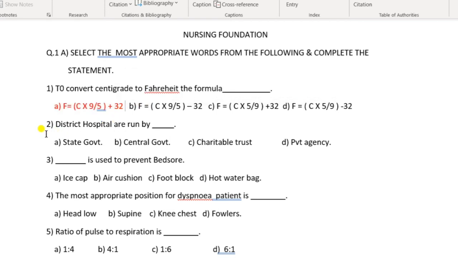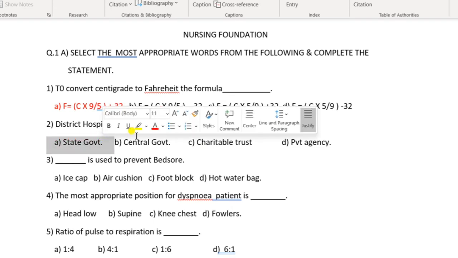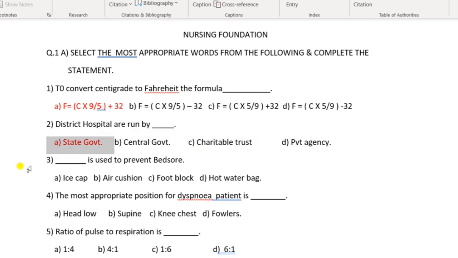Then next, district hospitals are run by dash. Option A is the state government, option B is the central government, option C is the charitable trust, and option D is a private agency. So district hospitals are run by state government. So option A is the correct answer.